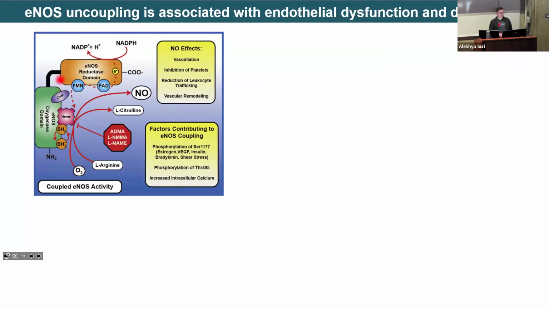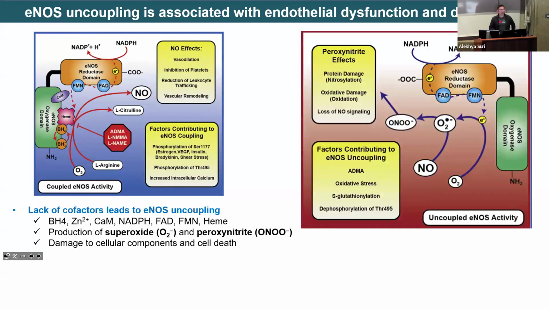You have the two domains, the oxygenase and the reductase, and you have all the cofactors, including tetrahydrobiopterin, the heme group, the calmodulin, and all of these things that are part of the electron transfer chain. And in the coupled state, you get standard nitric oxide production, which is responsible for vasodilation, platelet aggregation inhibition, reduction of leukocyte trafficking, and also vascular remodeling for a number of reasons that we're going to talk about later.